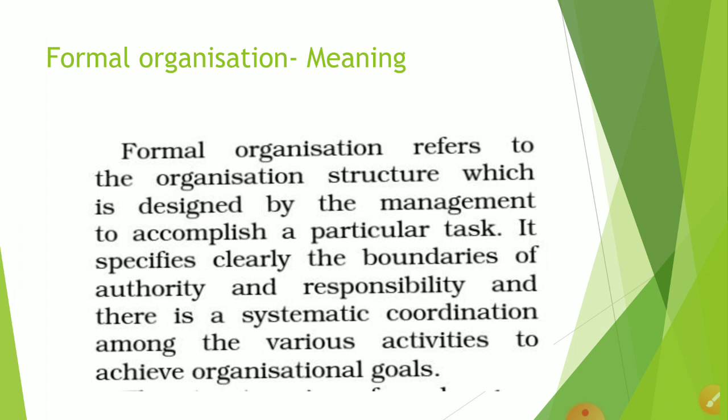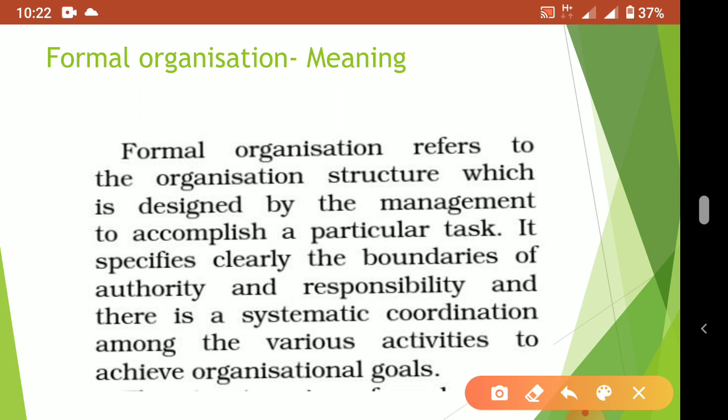So it is just what we studied, the organization structure only. Okay, so formal organization means the formal structure made by the management to accomplish a particular task. To accomplish a particular task, or to complete a particular work, or to achieve a particular objective, we have to design a particular structure that can be functional or divisional, that already we studied. So when we purposefully create a structure to accomplish a task or to fulfill some objectives, that organization is called what? Formal organization. So it specifies clearly the boundaries of authority and responsibility, and there is a systematic coordination.